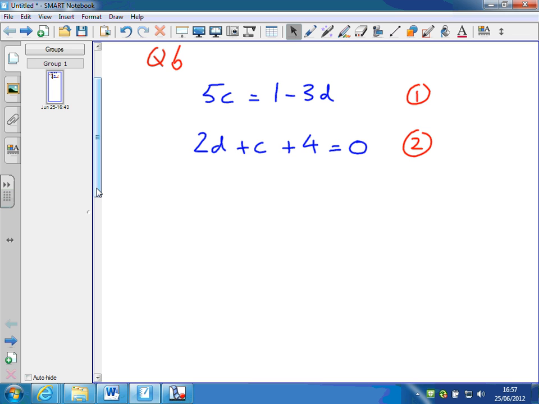So have a go, but you can pause this video and have a go, but at any stage you can then carry on looking at a solution and then pause it, see if you can carry on. So I'm going to rearrange equation number 2, for C. So from 2, I've got that. If I leave C on the left hand side, just take everything else over the other side. So C equals minus 4 minus 2D.